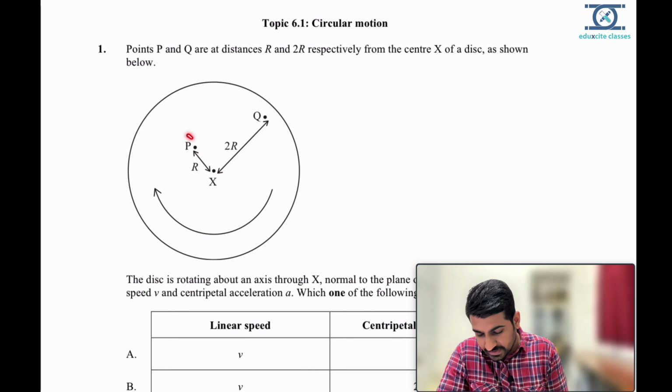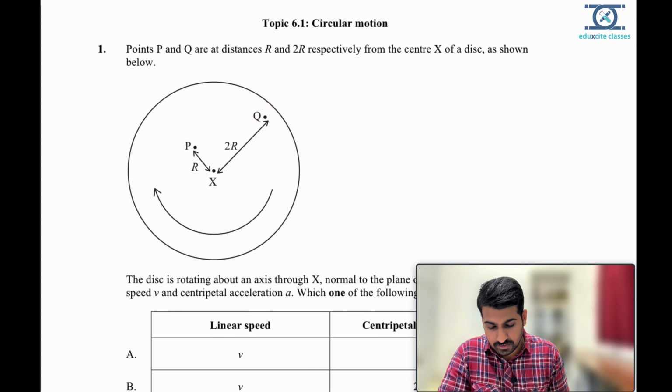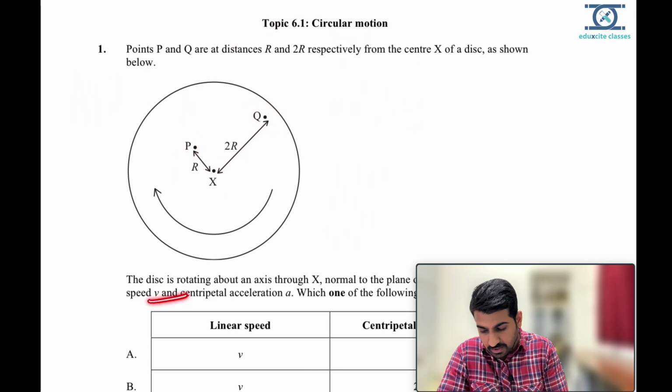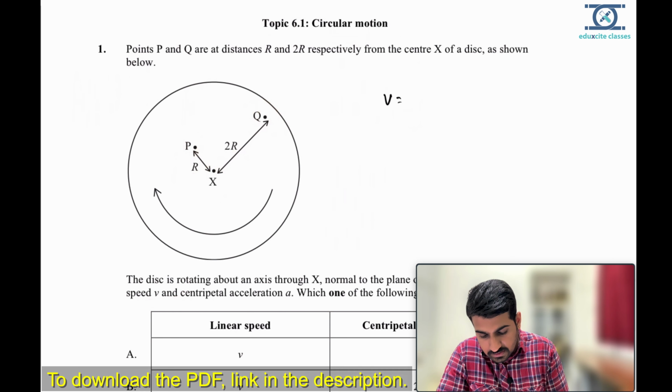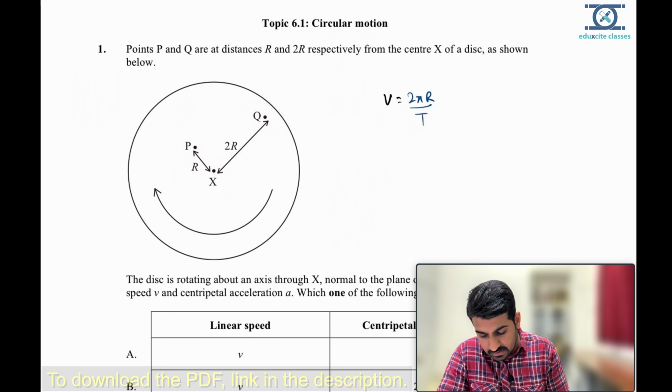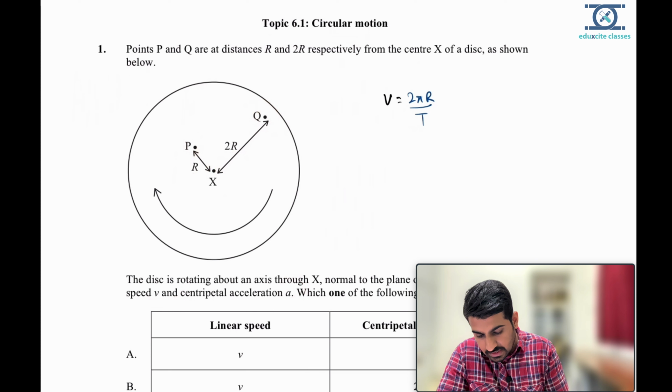So there are 2 points P and Q whose radii are R and 2R, which are moving on a circular disc whose center is X. Point P has a linear speed v. Now we know that linear speed depends on 2 pi r by t, and centripetal acceleration a is v square by r. So which of the following is correct for Q?